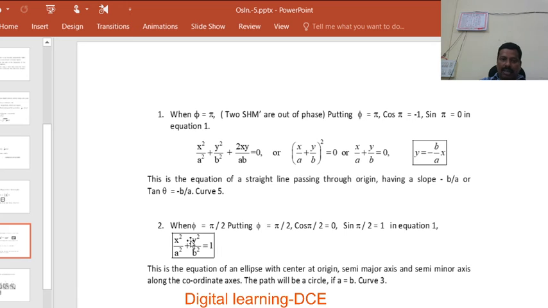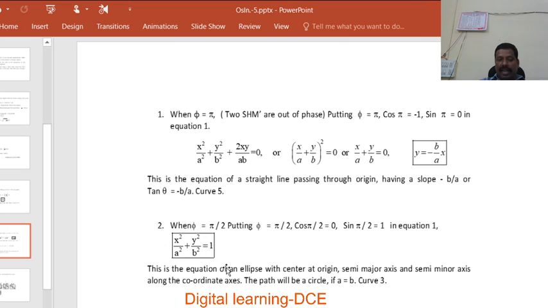Third case, when phi is equal to pi by 2, putting phi equal to 90 degrees, cos 90 value is 0, sin 90 value is 1, and the above equation becomes x squared by a squared plus y squared by b squared is equal to 1. This is the equation of an ellipse with center at origin, semi-major axis and semi-minor axis along the coordinate axes. The path will be a circle if a equal to b, that is curve 3. If a equal to b, then we get the equation of a circle. Otherwise it is the equation of an ellipse.